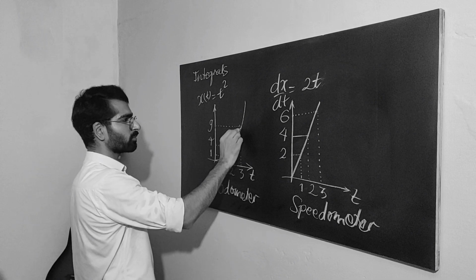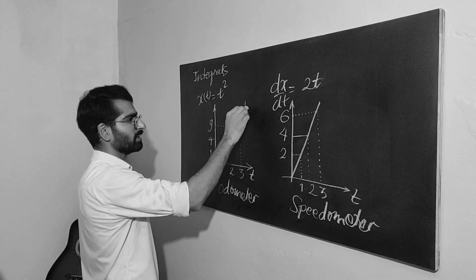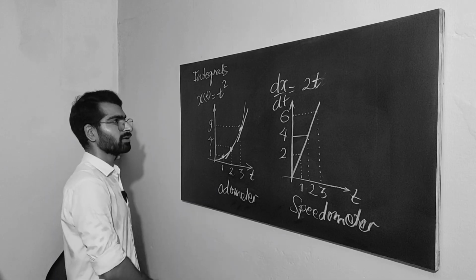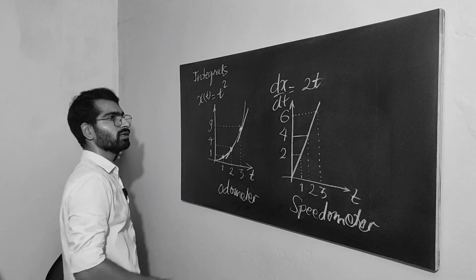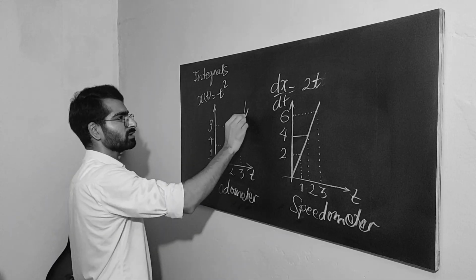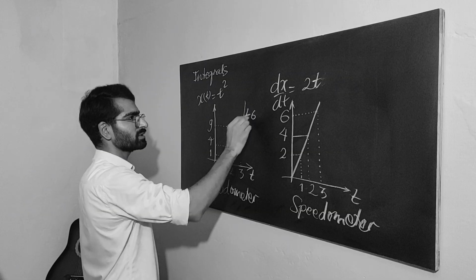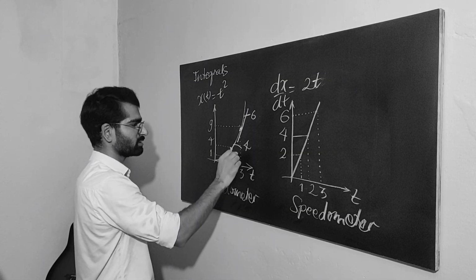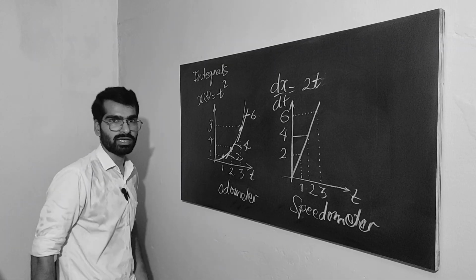You look for the slopes. You want to find the speed here, you look for the slope. You look for the slope here and there, and the slope is 2t. So if you put t equals 3, this slope is 6 meters per second, and this is 4 meters per second, and this one will be 2 meters per second.